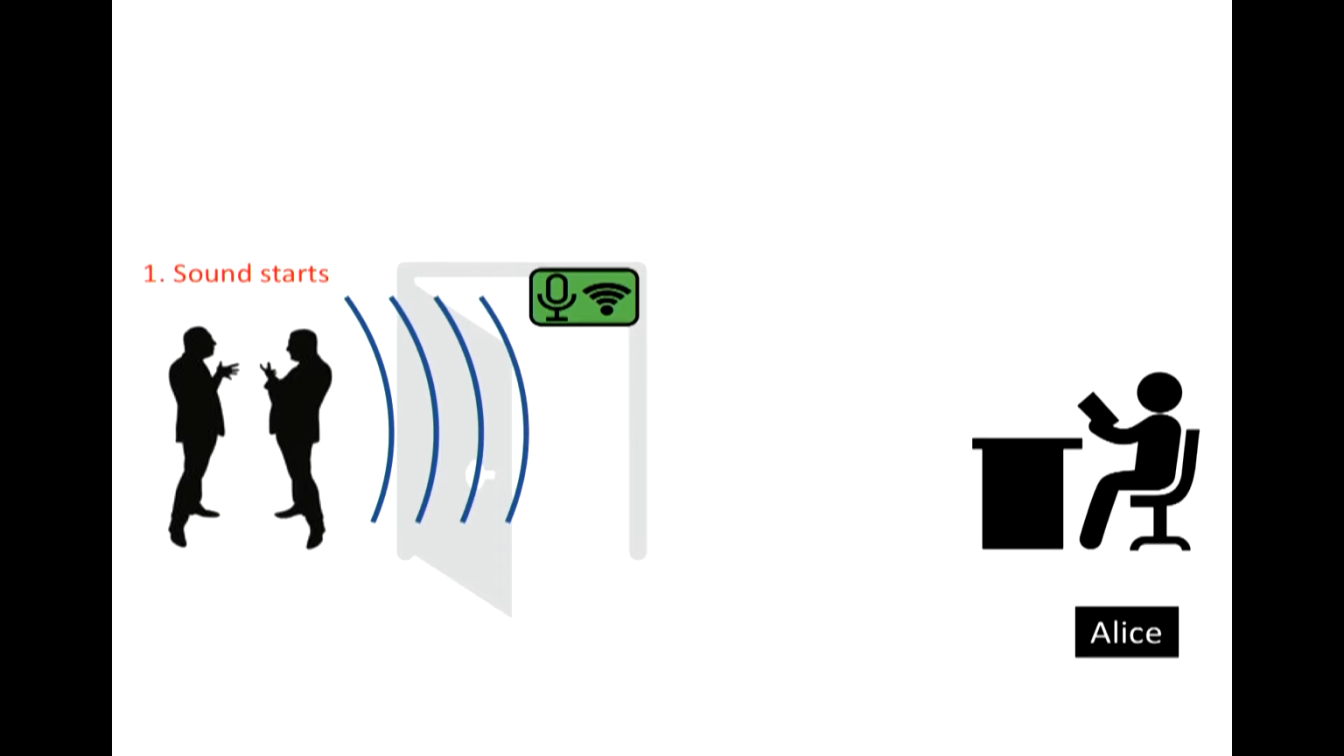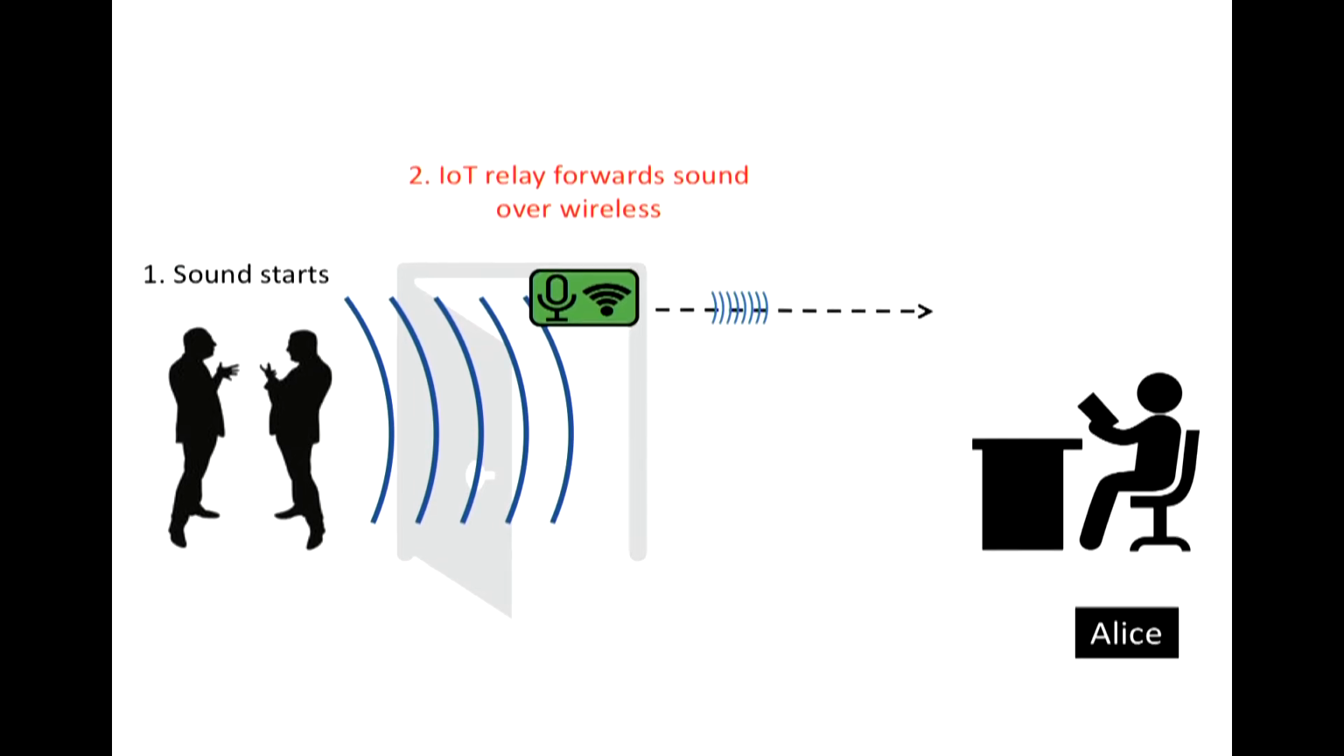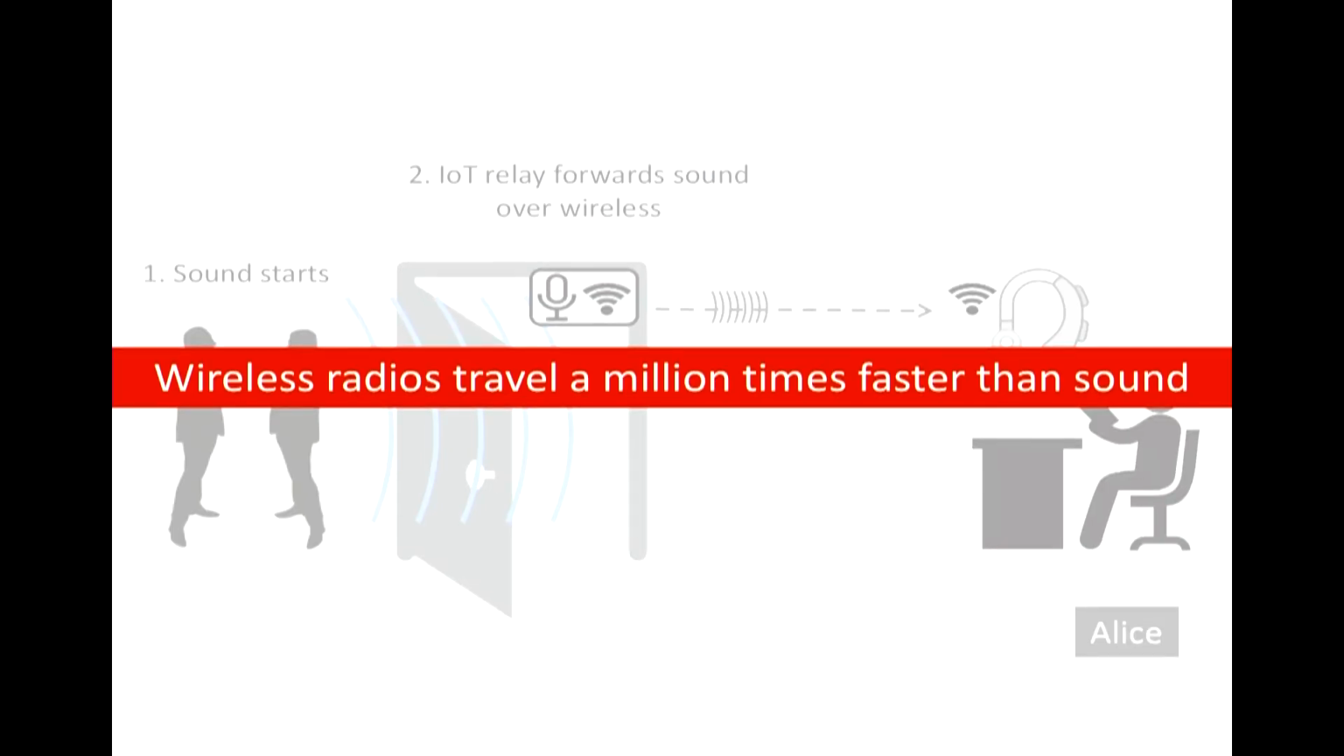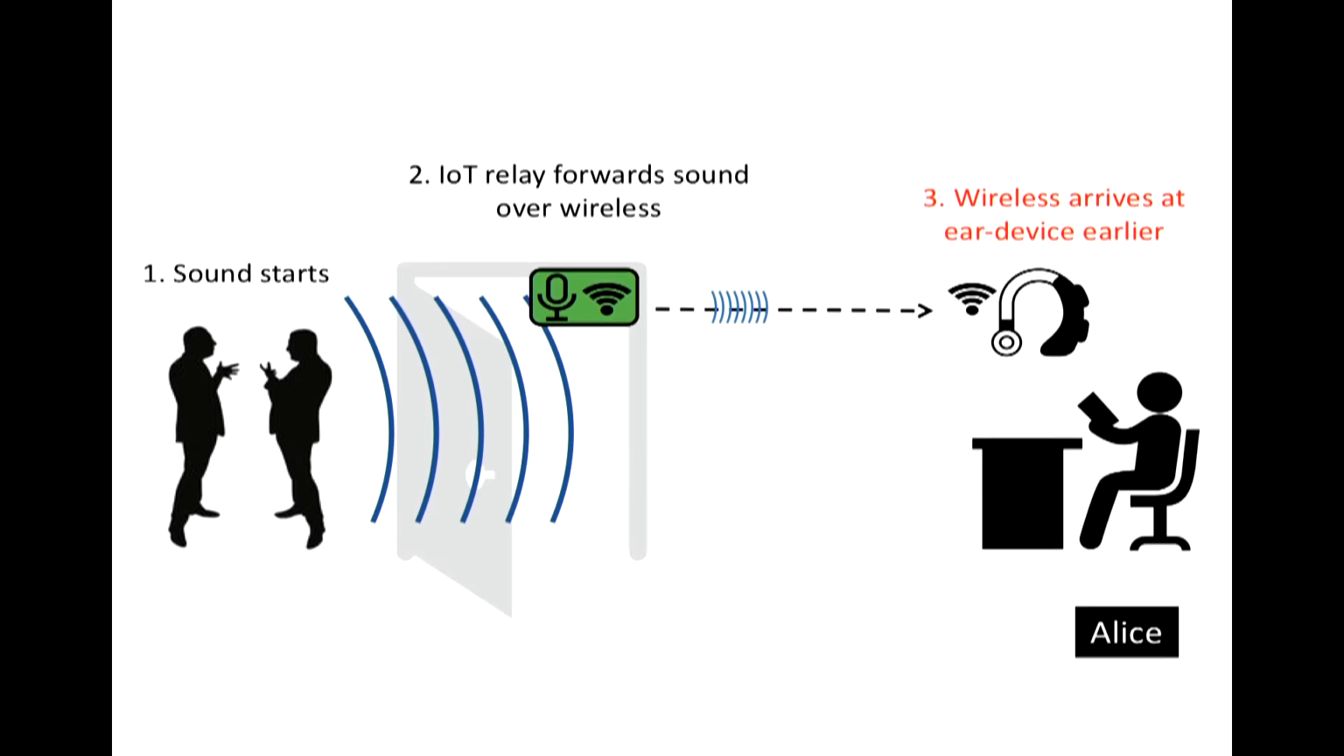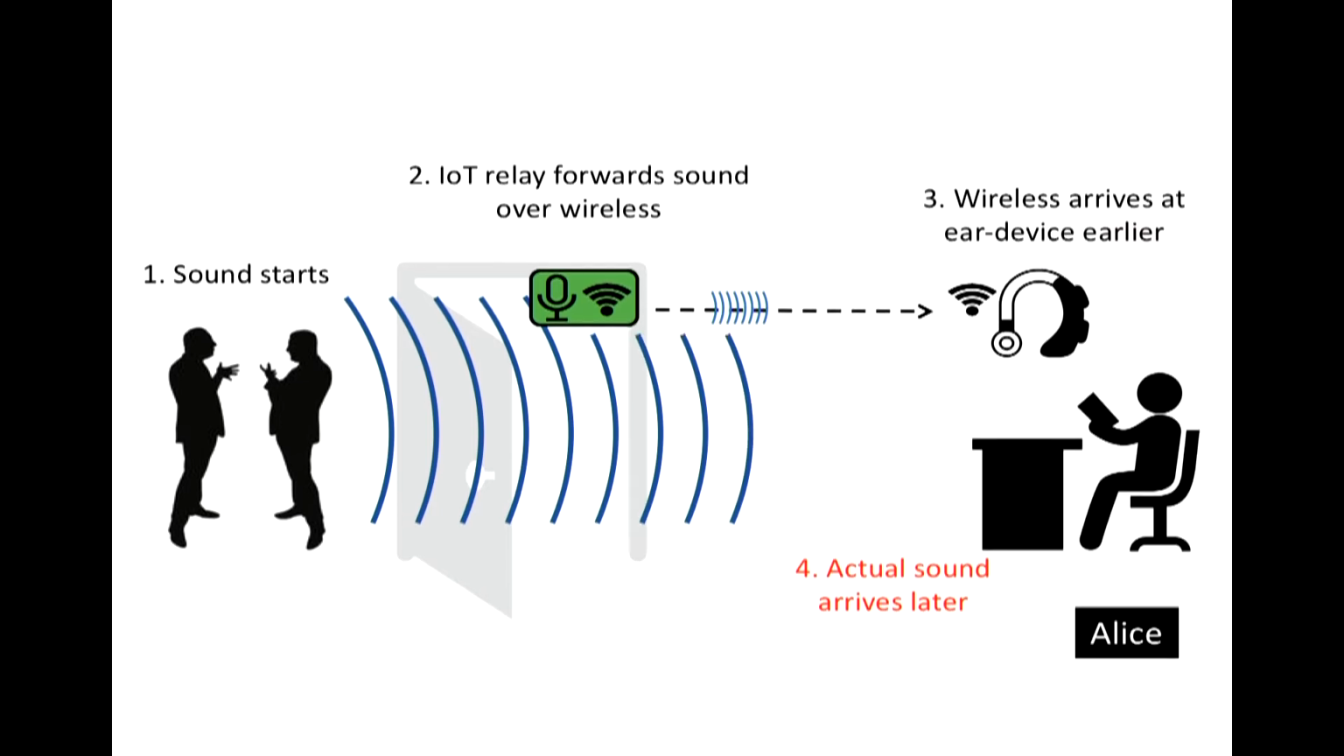When the disturbing sound starts, it arrives at this microphone position first. The IoT device will capture the sound waveform through the microphone and immediately forward the sound through its wireless channel. Alice has another device at her ear, which also has wireless capability. Because wireless signals travel 1,000,000 times faster than sound, Alice's ear device is going to receive the sound waveform from wireless much, much earlier, while the actual sound that is propagating in the air is going to arrive at a much later time.